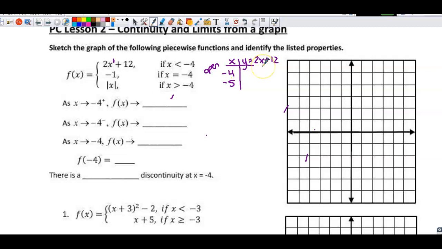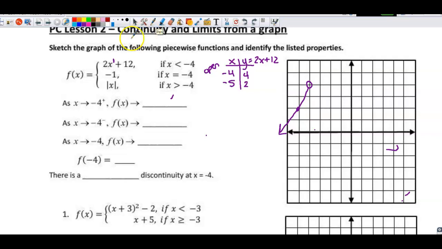2 times -4 is -8. -8 plus 12 is actually a +4, so this is going to be a +4. 2 times -5, I'm sorry, is -10, plus 12 is 2. So it looks like I have 1, 2, 3, 4, 1, 2, 3, 4. It's an open dot. This one is here, and this graph looks like this. So that's that part. All right, so now let's go ahead and look at the next one.